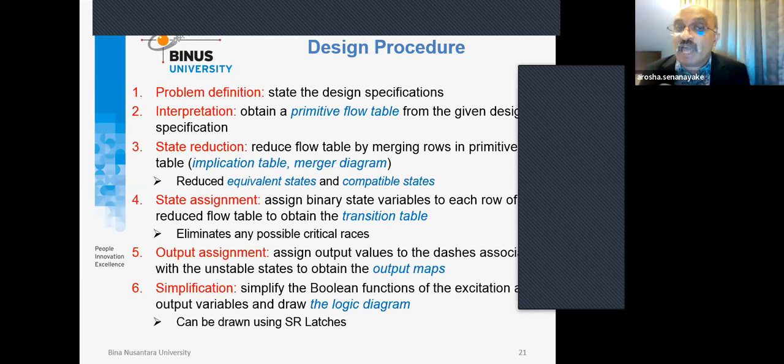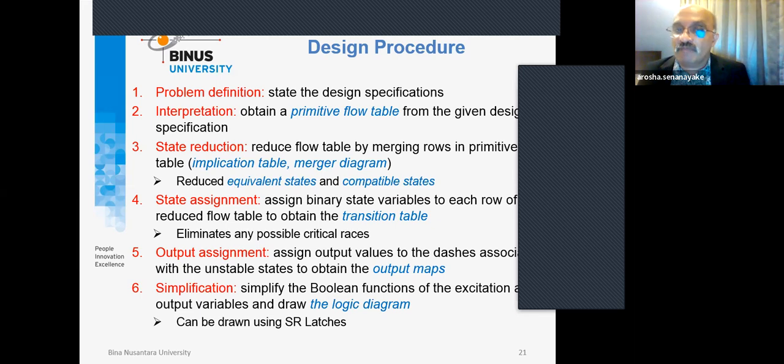For that, we have to use two important concepts: the implication table and the merger diagram. One is a table and the other one is a diagram. So we reduce equivalent states and compatible states. We have to identify and understand what the equivalent states and compatible states are.